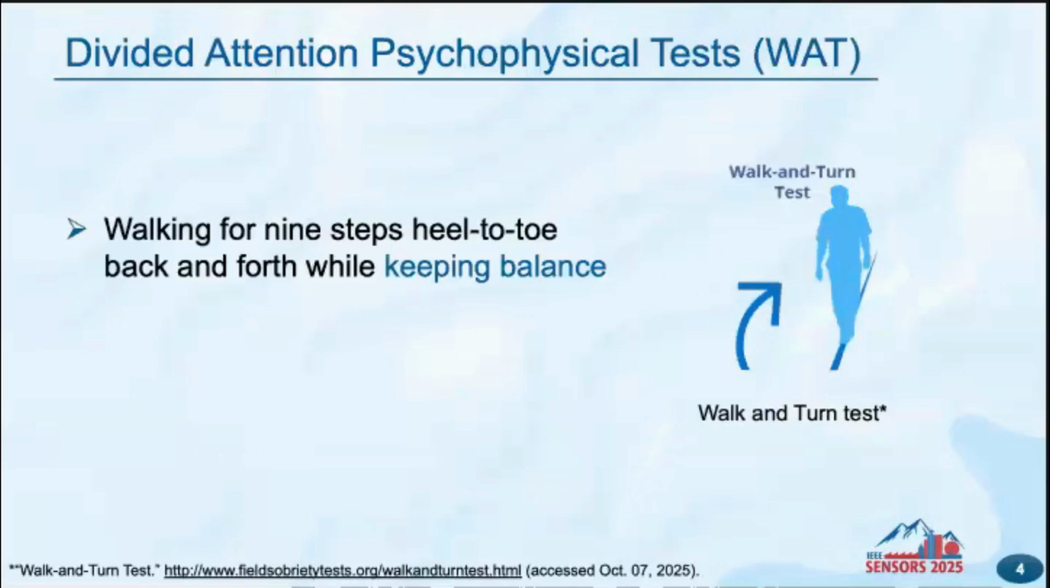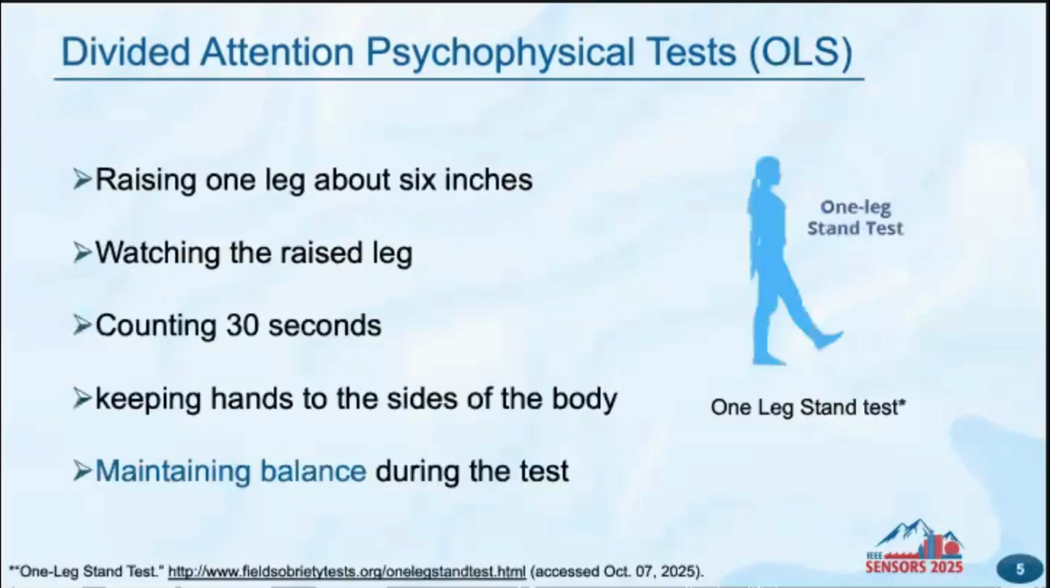So what are these tests? The first one is walk and turn, WAT. As you can see here, in this test the officer asks the suspect to walk 9 steps, heel to toe, back and forth while maintaining their balance. The next test is OLS, one-legged stand. In this test, the officer asks the suspect to raise one leg from the ground, watch their raised leg, and count 30 seconds from 1,000, keeping their hands to the side and keeping their balance while doing this test.